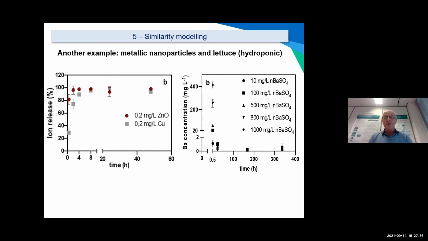Well, the approach doesn't always work. Here is an example of the dissolution kinetics of zinc oxide nanoparticles and copper nanoparticles that were used for exposure of lettuce in a specific medium of a relatively low pH. In this case, the pH was a little bit above 5. And what is happening here is that the copper and the zinc oxide nanoparticles, as shown on the left-hand side of this graph, dissolve very quickly.